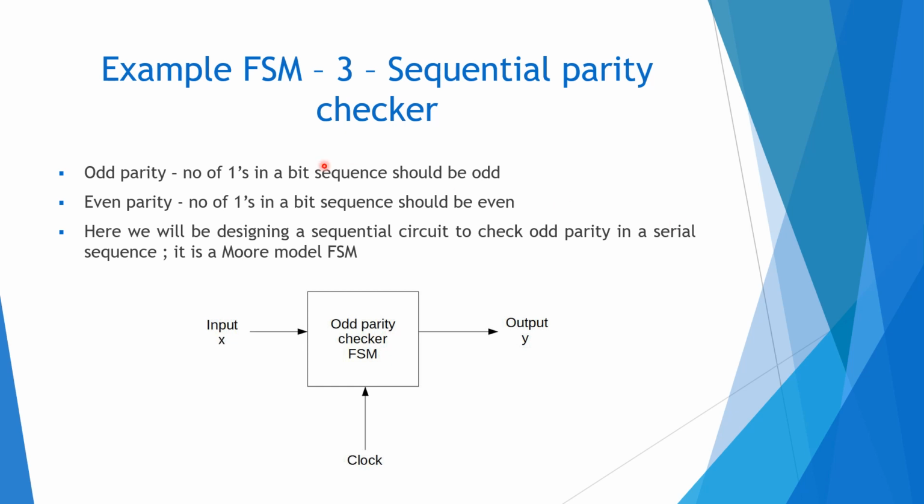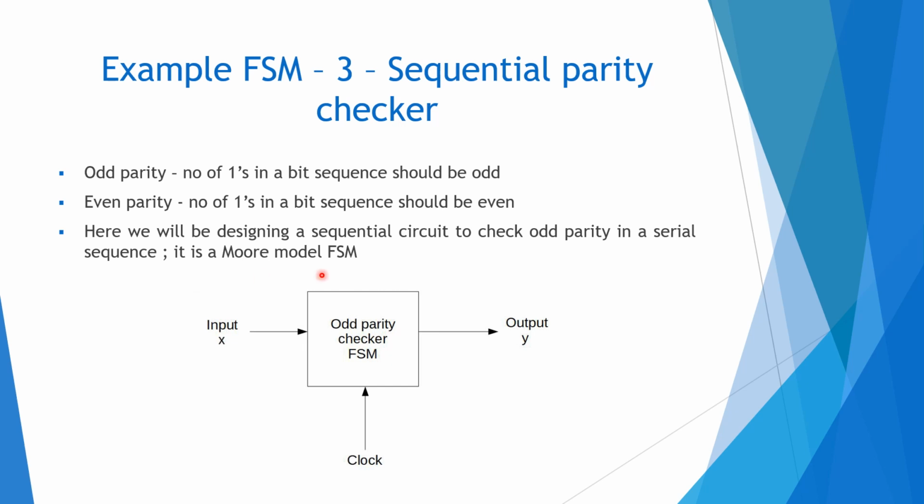So next, this is the third example of the FSM, that is the sequential parity checker. So what is a parity? Odd parity means the number of ones in a bit sequence should be odd. Suppose for example, for 8-bit data, if the number of ones in the bit stream is odd, then it is called odd parity. And if the number of ones is even, then the parity is called even parity. So here we will be designing a sequential circuit to check odd parity in a serial sequence.